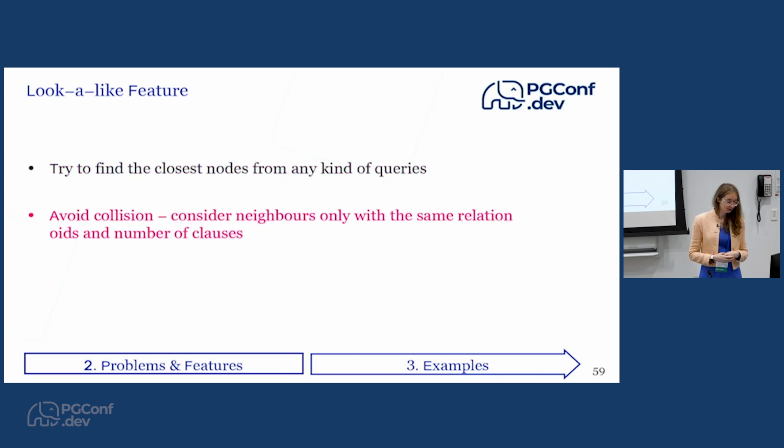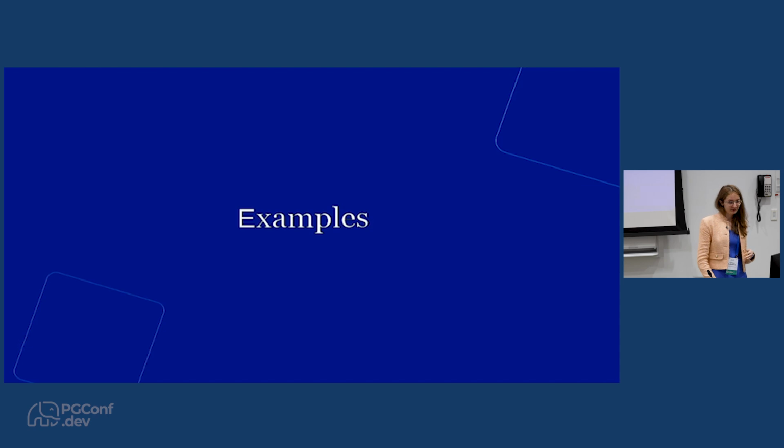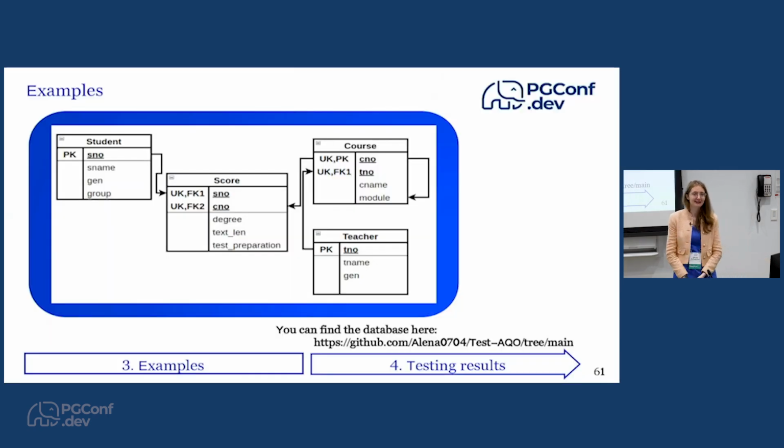But AQO needs to consider neighbors only with the same relation ID and number of clauses to avoid collisions. Now I'll show you some examples. But before this, I'll describe what database I used for my experiment.